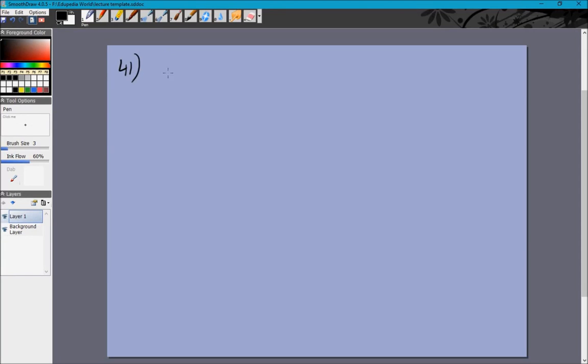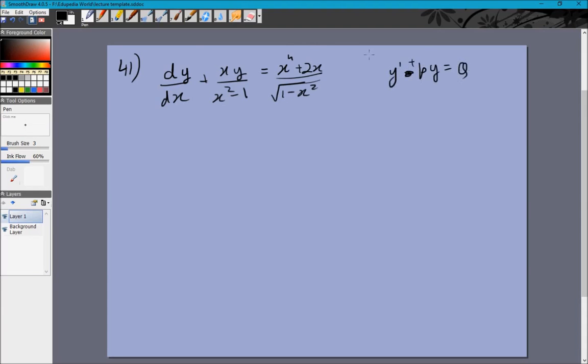We are given that there is a function y such that dy by dx plus xy by x squared minus 1 is equal to x to the power 4 plus 2x by root of 1 minus x squared. So this is in the standard form y dash plus p of y is equal to q. And what do you do in this case? You multiply this whole equation by the integrating factor e to the power integral of p dx.